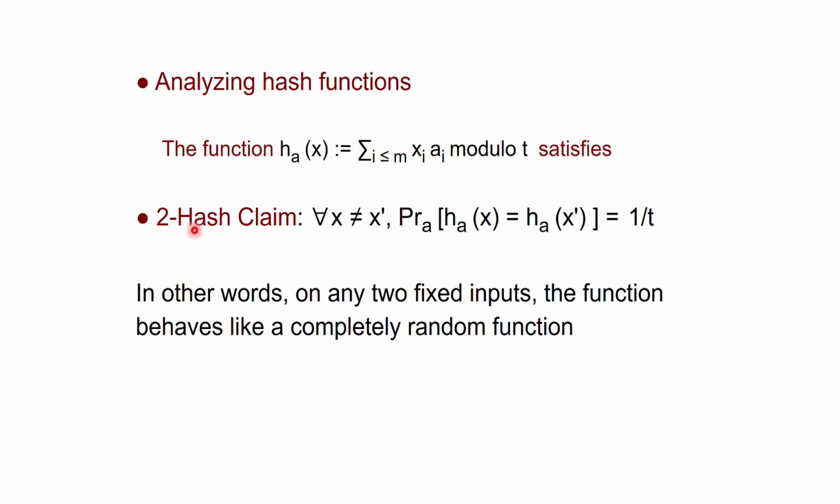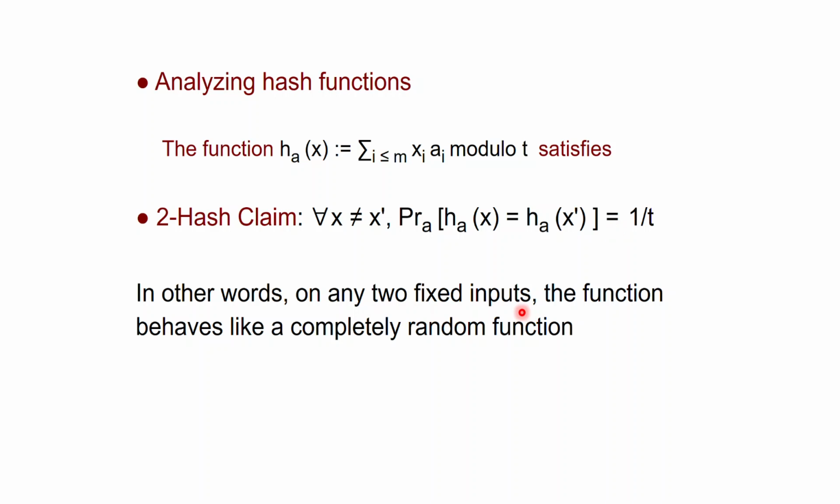So this function satisfies the 2-hash claim. The 2-hash claim means that for every keys x and x prime which are different, if you look at the probability over a uniform choice for the seed, so you pick A uniformly at random, that the value of the hash function on x and x prime are equal, it's going to be small. It's going to be at most 1 over t. This is the same thing as saying that on any two fixed inputs, the value of the function over a choice of a uniform A behaves just like a completely random function.